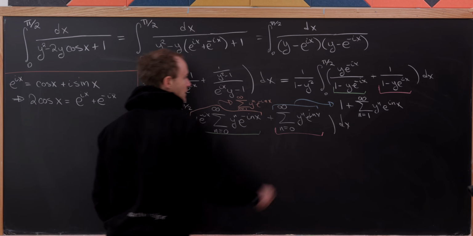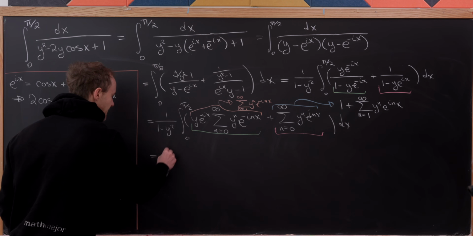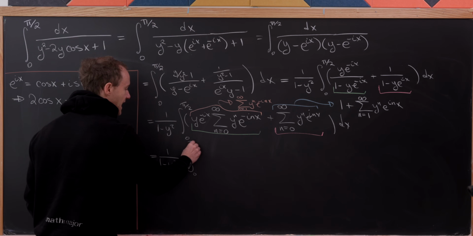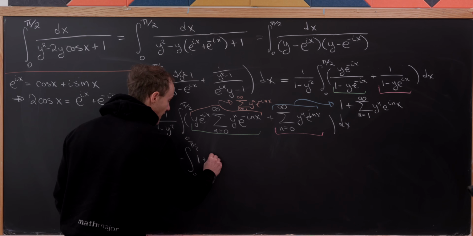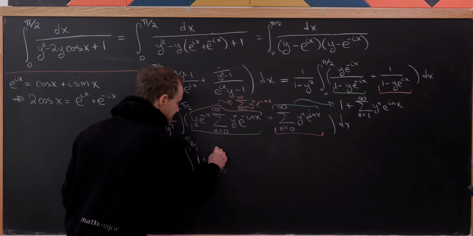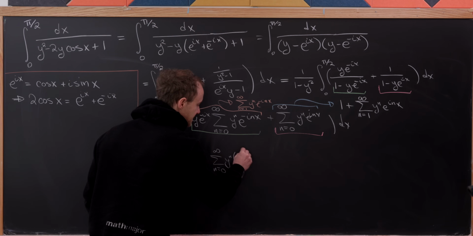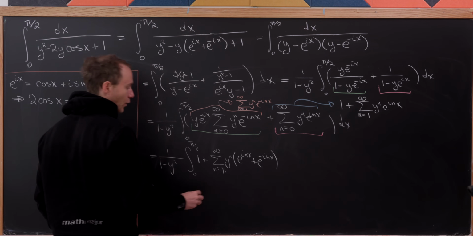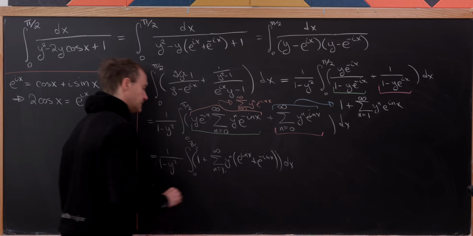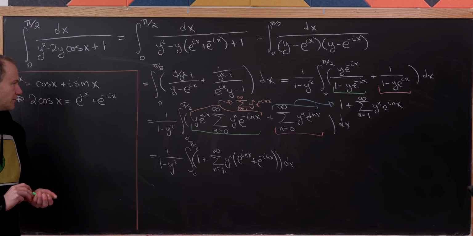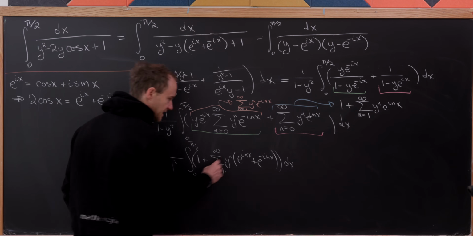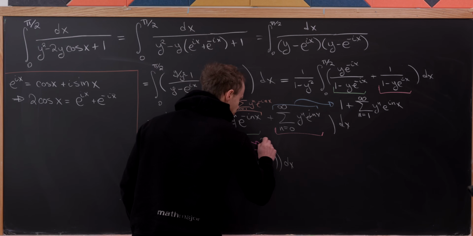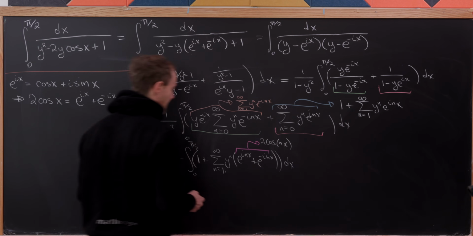Then I've got this free 1 out here and I can smash those two sums together. So that leaves me with 1 over 1 minus y squared. I have my integral from 0 to pi halves. And then I'll have 1 plus the sum as n goes from 0 to infinity of y to the n, I have e to the i n x plus e to the minus i n x. Oh, and this sum should have started at 1 now because of all that stuff that I just did. Okay, so there I am. But now we can apply this rule one more time, kind of in the reverse direction that we did before, to rewrite this as 2 times cosine of nx.